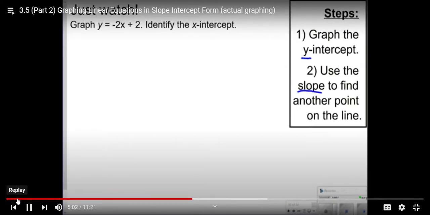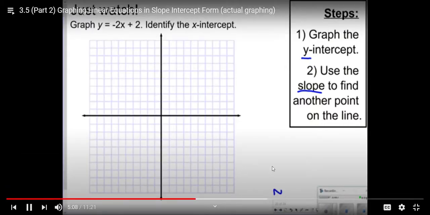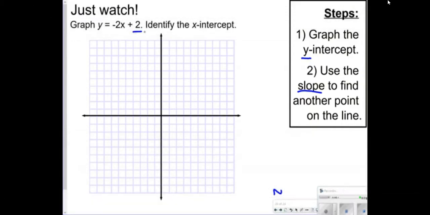We're going to use the slope to find another point of the line. This is where you're going to need your graph paper. So now that we have your graph paper ready, the first thing we're going to do is find the y-intercept. Remember, the y-intercept is the number by itself, or b, and that is positive 2. So I'll just find positive 2 on the graph and plot that point.